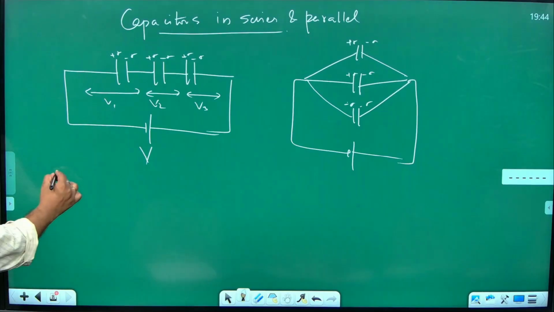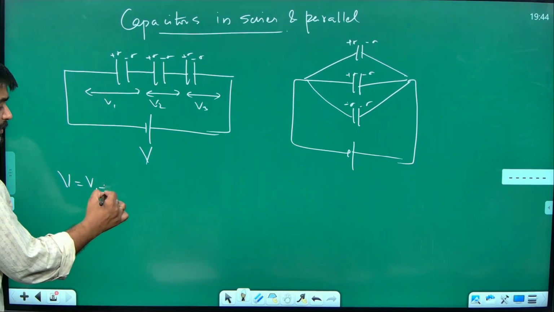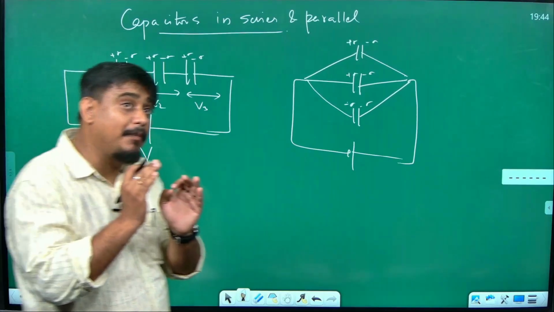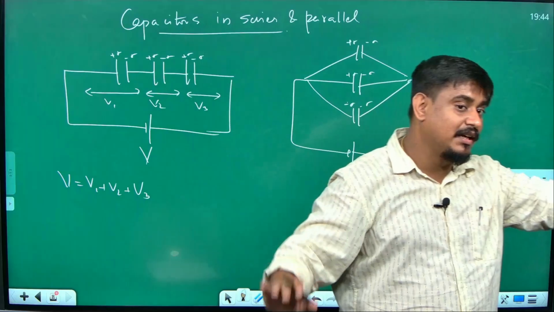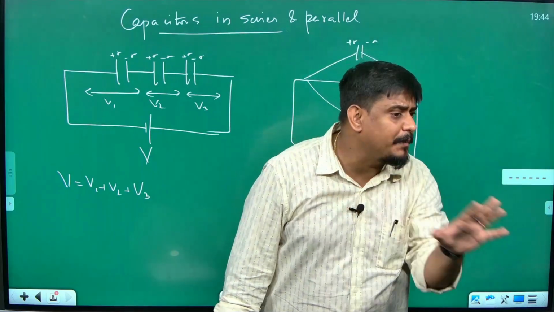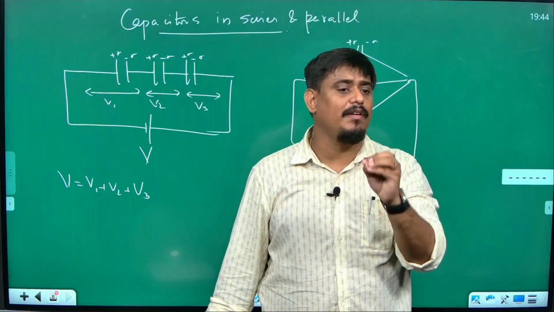And net potential V will become equal to what plus what plus what? V1 plus V2 plus V3. It is applicable to any electrical device. Resistance is there, inductor is there, capacitor is there, whatever it may be. The potential always gets divided.